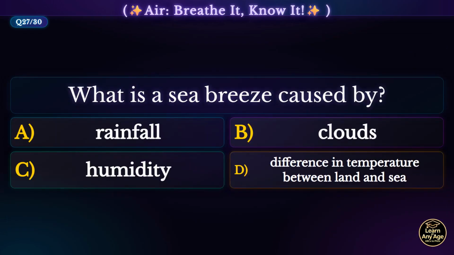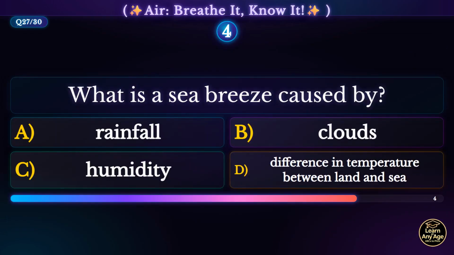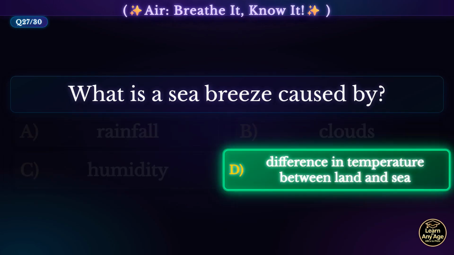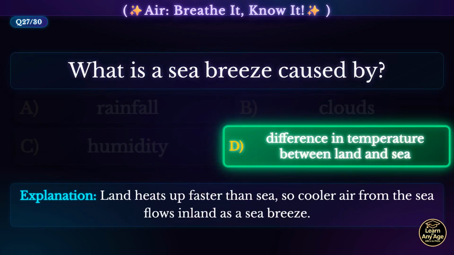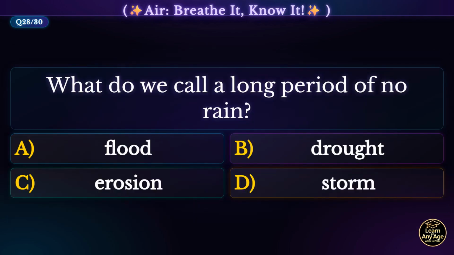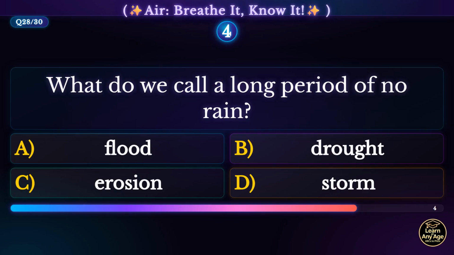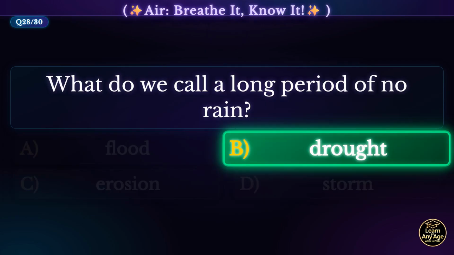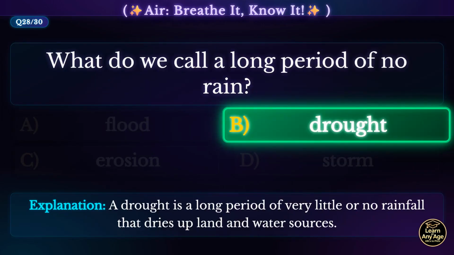What is a sea breeze caused by? Difference in temperature between land and sea. Land heats up faster than sea, so cooler air from the sea flows inland as a sea breeze. What do we call a long period of no rain? Drought. A drought is a long period of very little or no rainfall that dries up land and water sources.